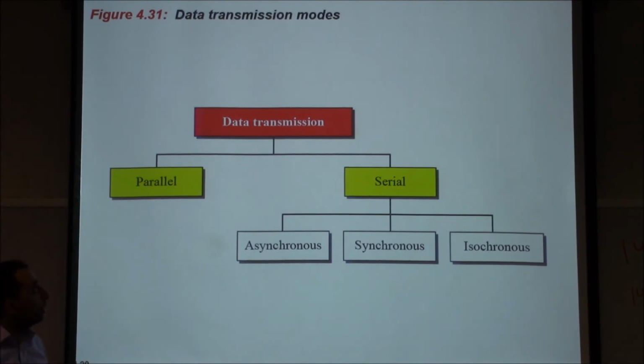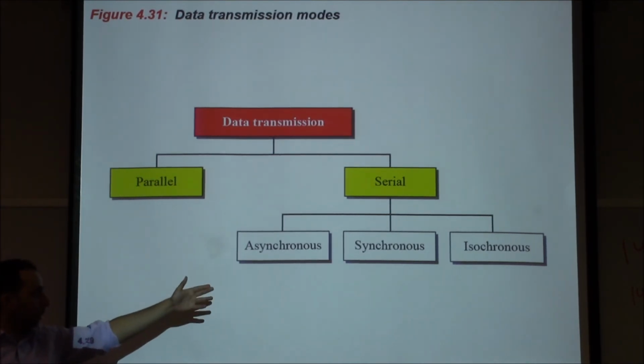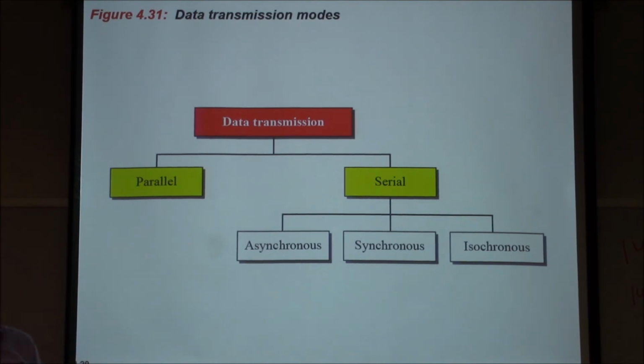Serial transmission can be categorized into 3 different types: asynchronous, synchronous, and isochronous. We will be focusing in this talk on the first 2 parts, synchronous and asynchronous transmission. And that's the one that we use for data communication.